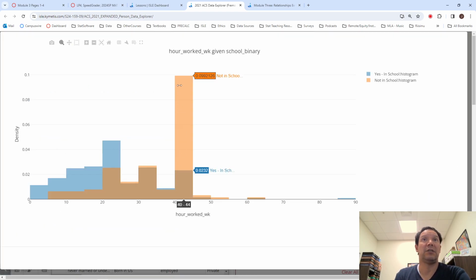Not in school is much higher. This is about 50% of the sample. 50% of the not in school people are working 40 to 44 hours. Again, if you're in school, you're more likely to be working these like 24 hours or less per week. But there's still people in school that are working 30 to 34 and working full time.